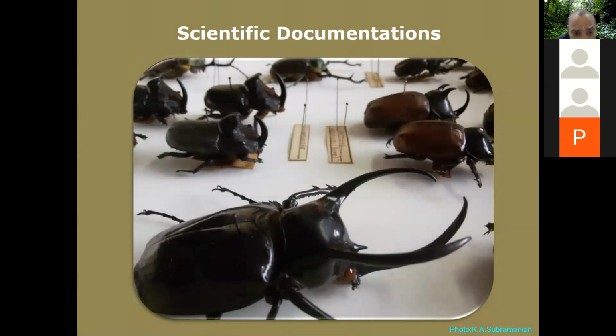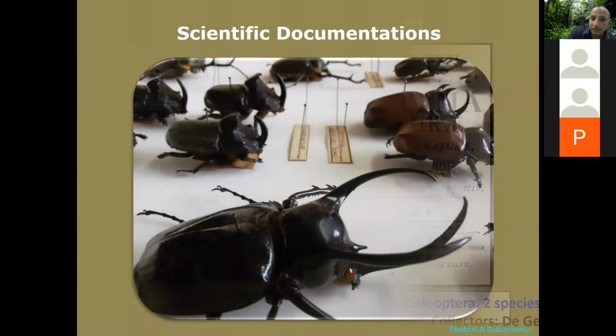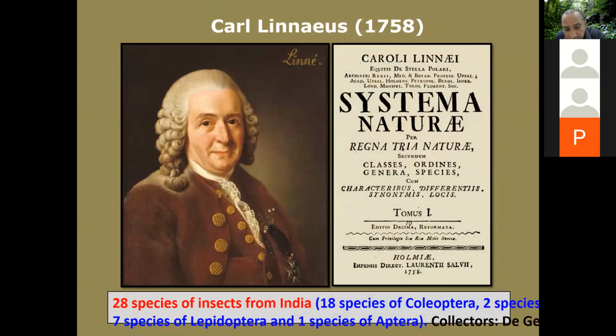Just to show some historical aspects, how we came to know about all these insects is through a lot of workers who have done very good work in previous years. From India's context, we have known about insects for more than 200 years. And Carolus Linnaeus, the father of taxonomy, described about 28 insect species in his monumental work, Systema Naturae.